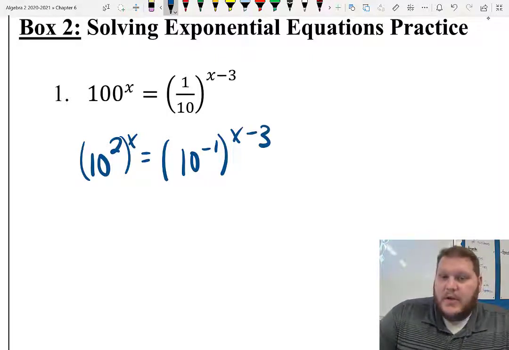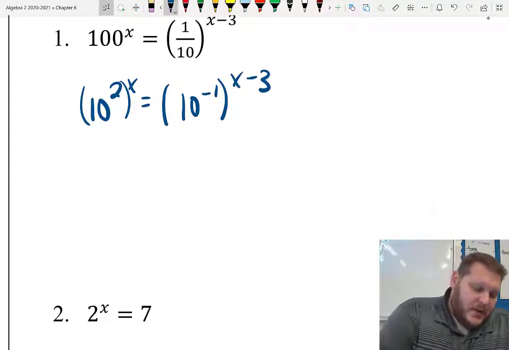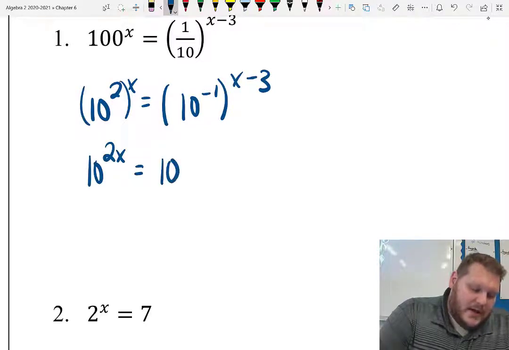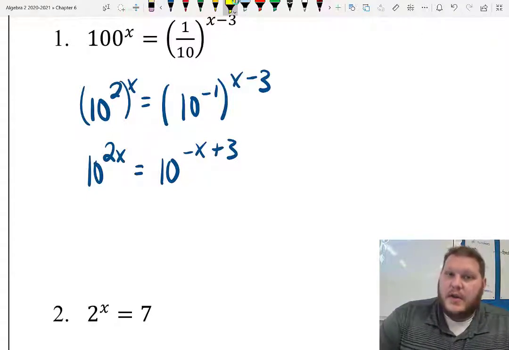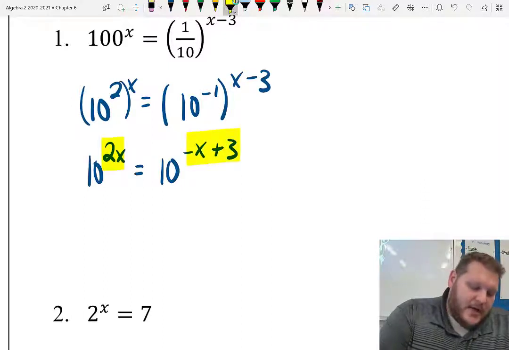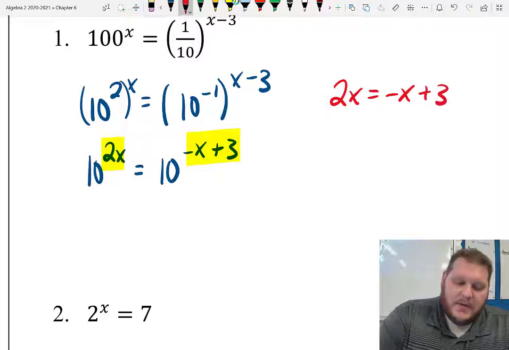So now all I have to do here is use my power rule. My exponent being raised to another exponent tells me I have to multiply those 2 things together. So this is 10 to the 2x power equals 10 to the negative x plus 3 power. And now we have 2 things set equal to each other that have the same base. That tells me that those 2 exponents have to be equal. So I can just solve that new miniature equation with just my exponents. 2x has to equal negative x plus 3.